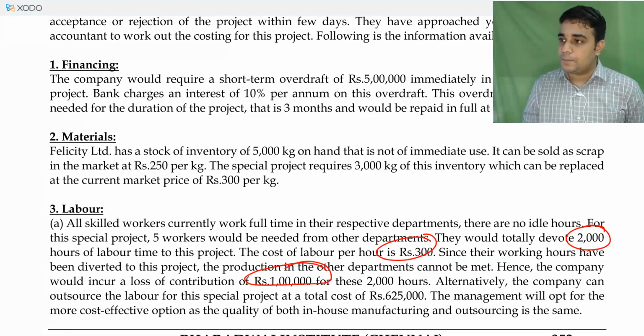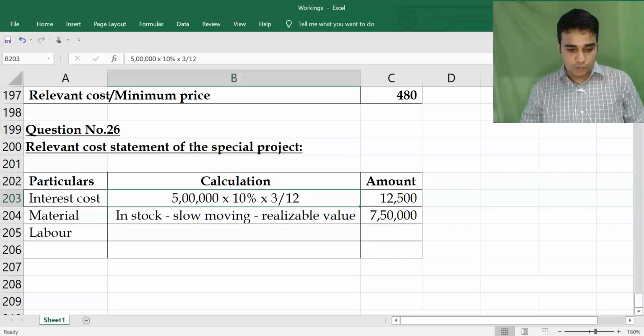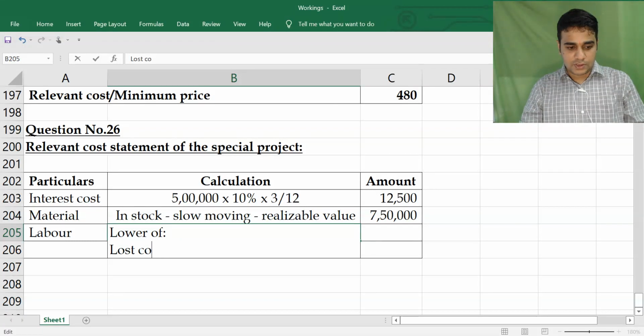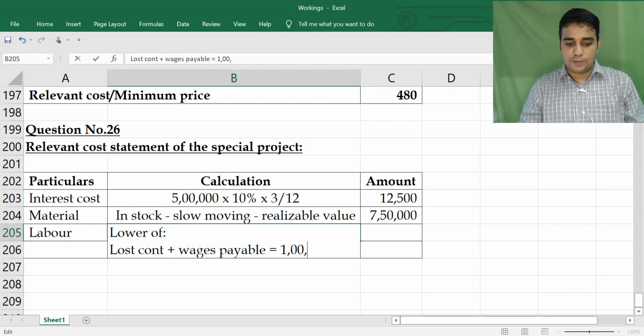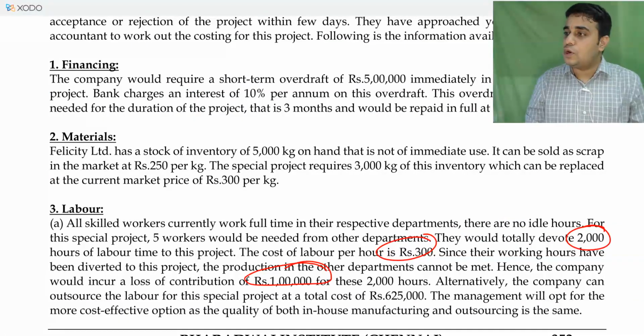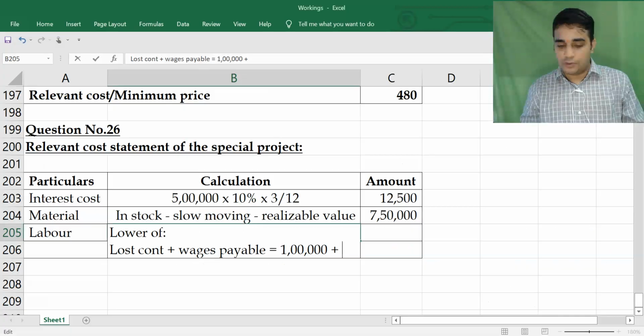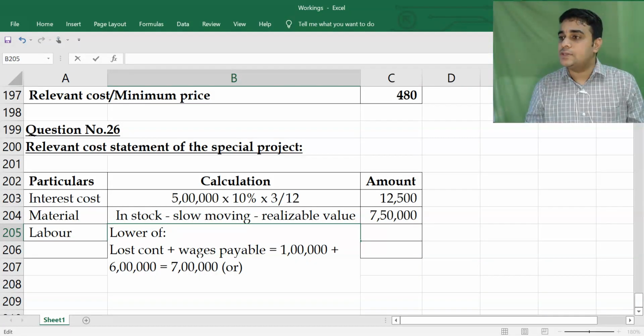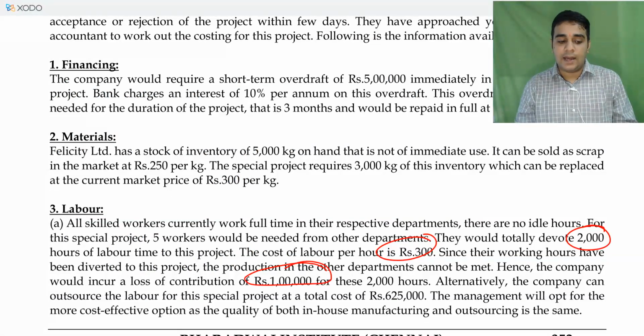So, lost contribution plus wages payable. Lost contribution is 1 lakh given in the question. Wages payable is number of hours, 2000 hours into 300 rupees, 2000 into 300, 6 lakh. Total 7 lakh. Or the other option I have is I can go for recruitment or I can go for outsourcing.